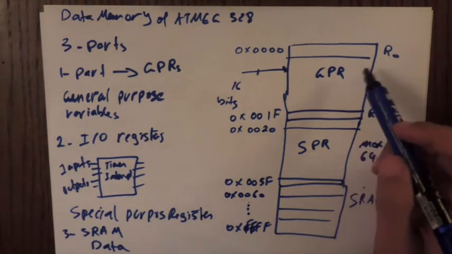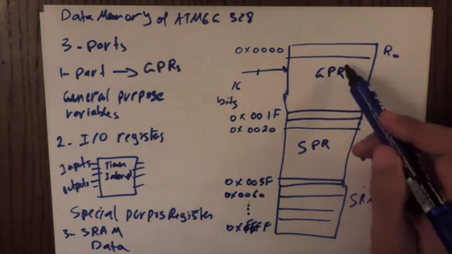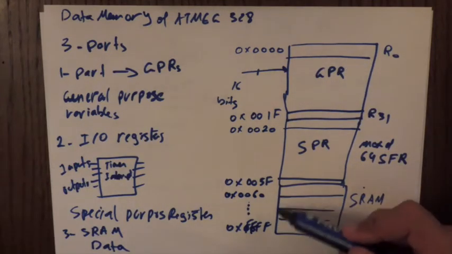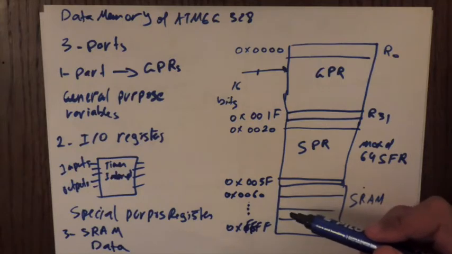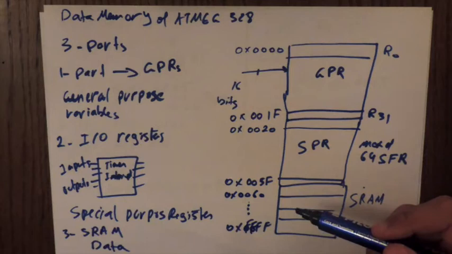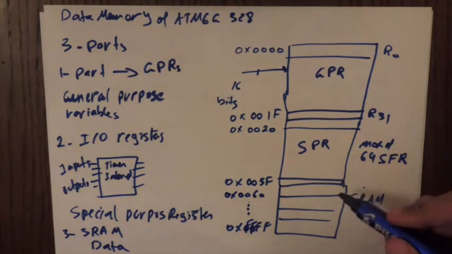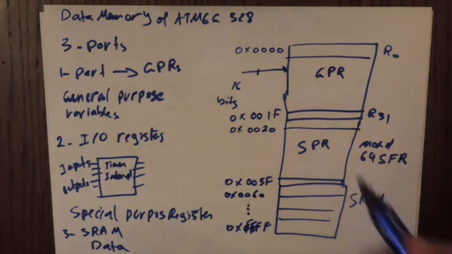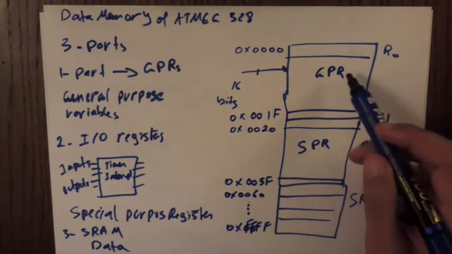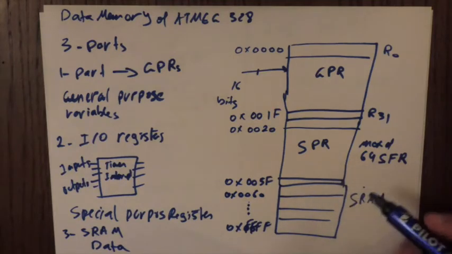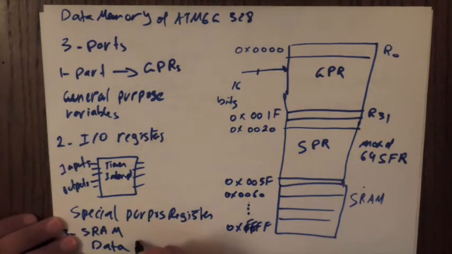So the GPRs are the only way we can communicate with the ALU. The SRAM is for additional data. So you can see there are lots of addresses where we can store our arrays, a large message, some large data set. We can all place it in the SRAM. It cannot fit in the 32 registers we have in the GPR. So this is why we have an SRAM. It's called the data space.